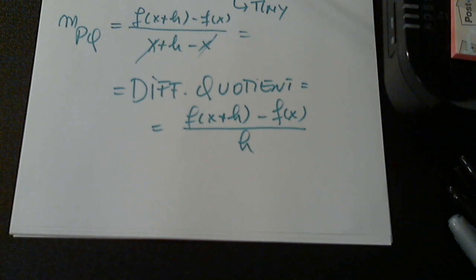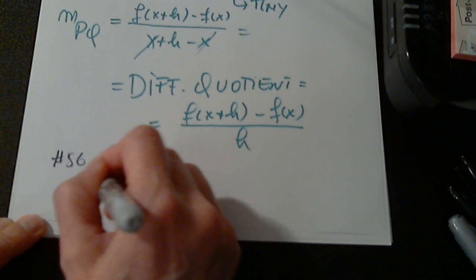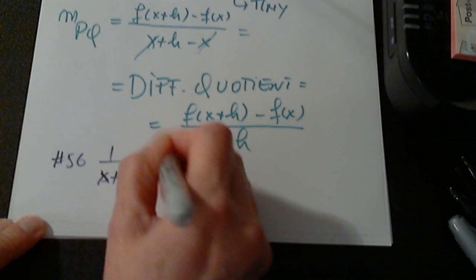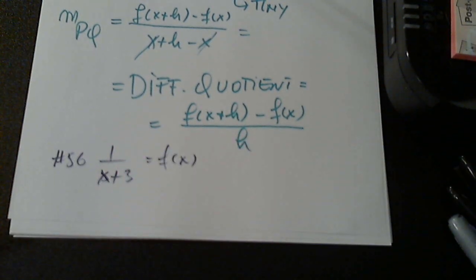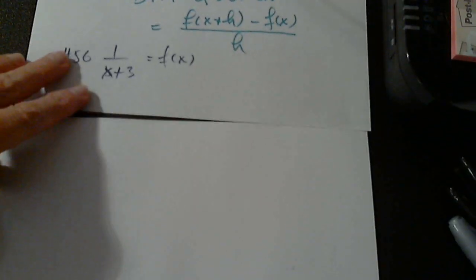Okay, so 86. Perfect. So we want to start with 1 over x plus 3. This is our f of x. Perfect. Good pick. And then I would like you to make up a quadratic function, any quadratic function, so we can work on that.